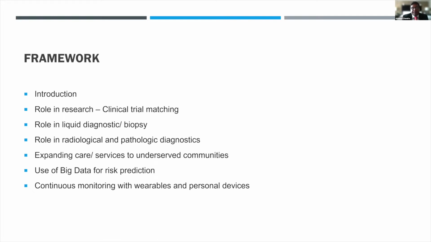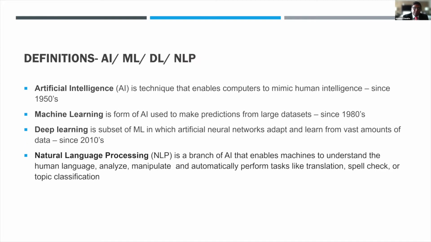So definitions. Artificial intelligence, or most commonly AI, is a technique that enables computers to mimic human intelligence. And this terminology and concept has been there since the 1950s. Machine learning is a form of AI, which is used to make predictions from large data sets. And the use of machine learning terminology has been since the 1980s.